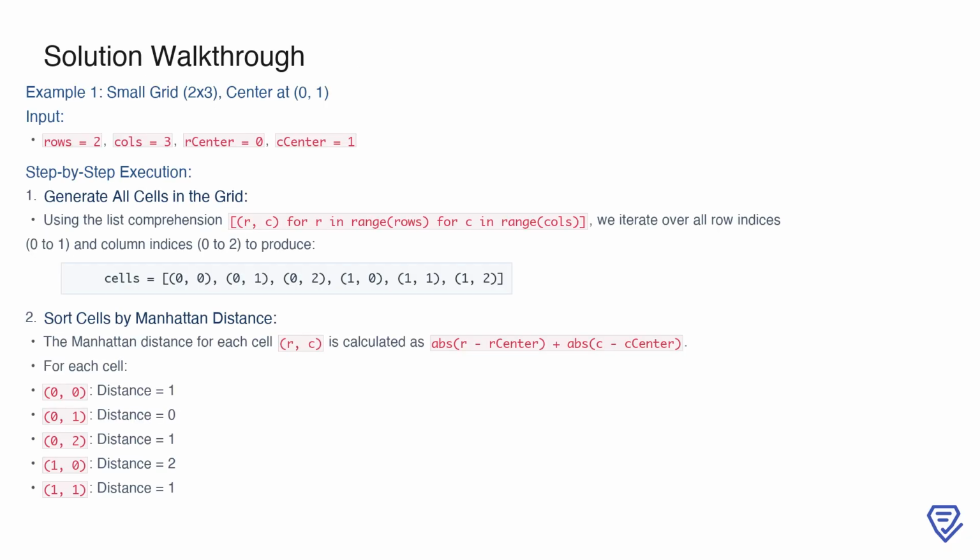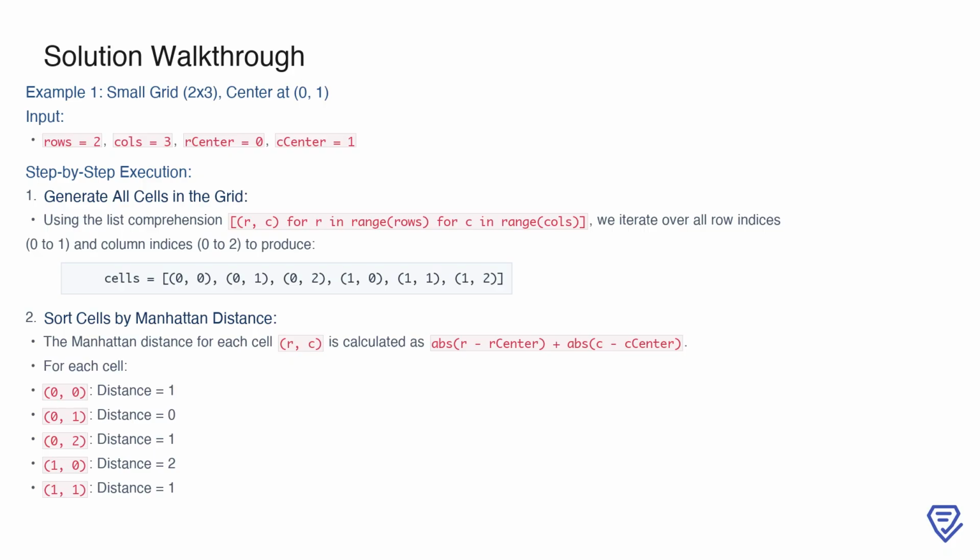To solve this problem, we start by generating all the cells in the grid based on the given dimensions. For this example, we are working with a 2x3 grid, and the center point is specified as (0, 1). Using a list comprehension, we systematically iterate through every row index from 0 to 1 and every column index from 0 to 2. This produces a complete list of all cells in the grid: (0, 0), (0, 1), (0, 2), (1, 0), (1, 1), (1, 2).